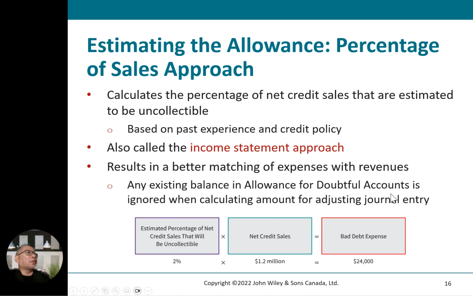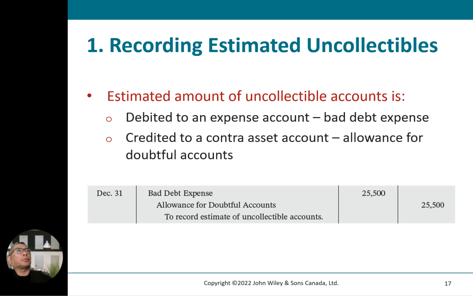Any existing balance of the allowance for doubtful accounts is ignored when calculating the amount of the adjusting entry. The estimated percent of net credit sales that will be uncollectible times net credit sales equals bad debt expense. In this particular case, the estimate is 2%, the net credit sales are 1.2 million, so the bad debt expense will be 24,000.